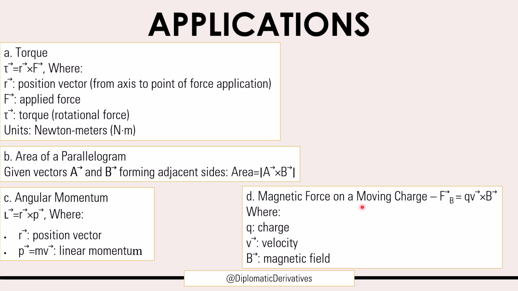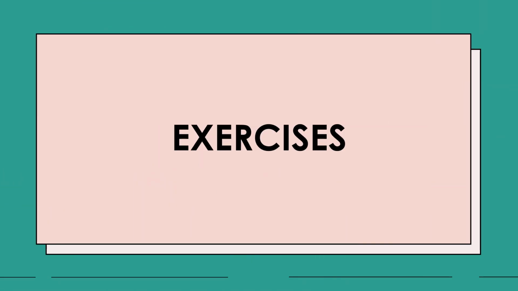Then you have the magnetic force on a moving charge, F_B. The force on the moving charge is equal to the charge q times v cross B, where v is the velocity, a vector, and B is the magnetic field, also a vector quantity. So the cross product of two vectors gives a vector. These are the applications of the cross product. Now we're going to talk about some exercises.